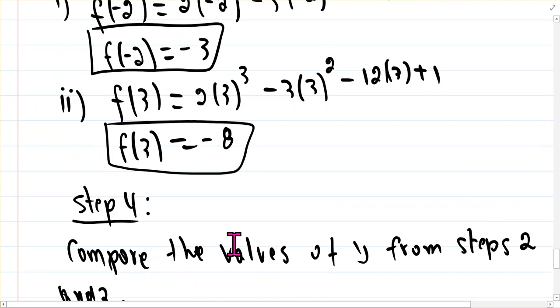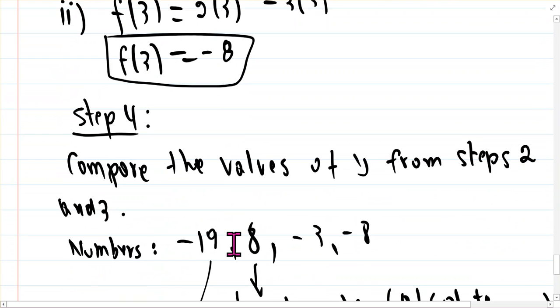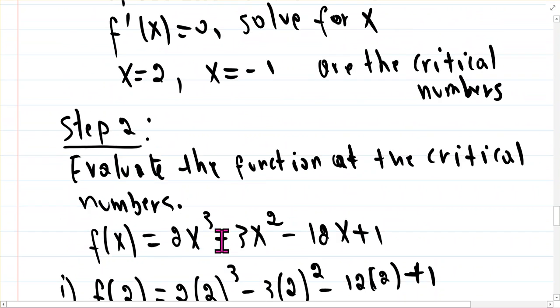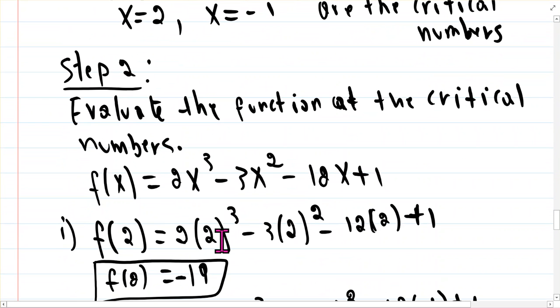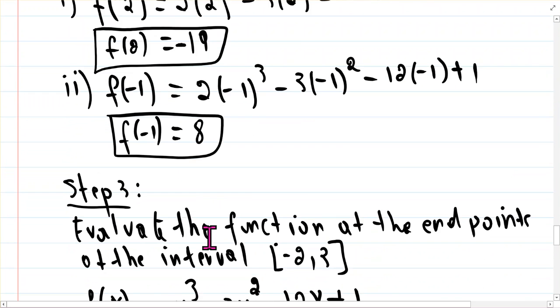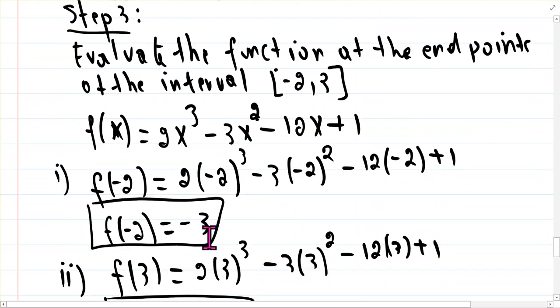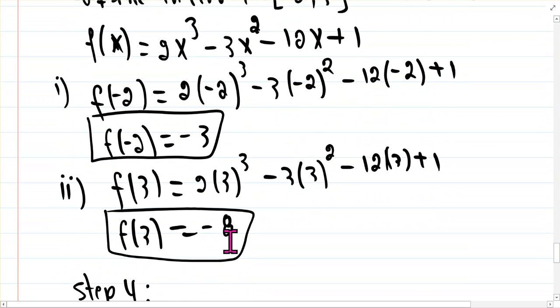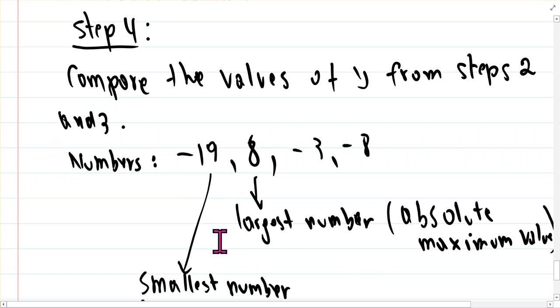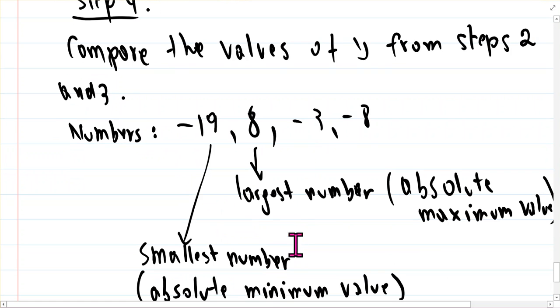Step 4 says to compare all those numbers that we got from step 2 and step 3. So what are the numbers? From step 2 we got negative 19 and 8, and from step 3 we got negative 3 and negative 8. So these are the numbers we got. We compare. Among these 4 numbers, the smallest one is negative 19.